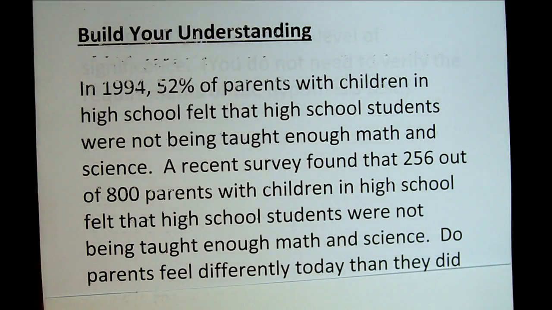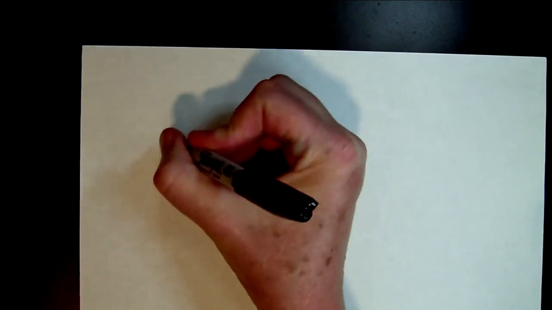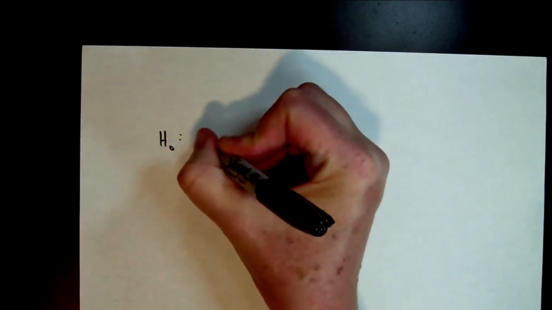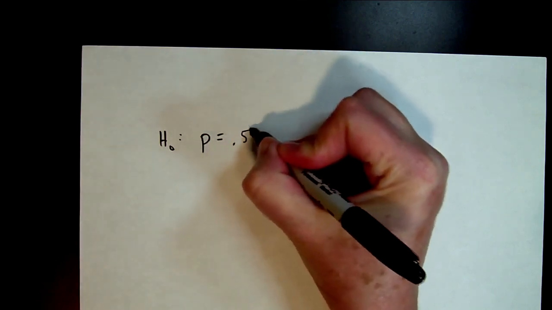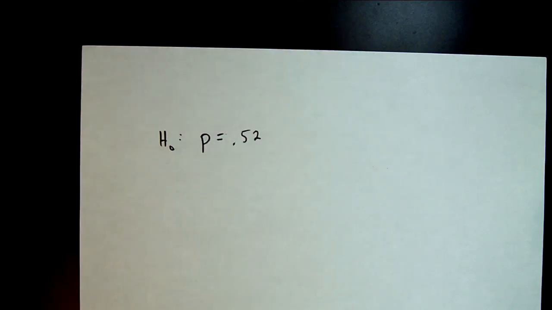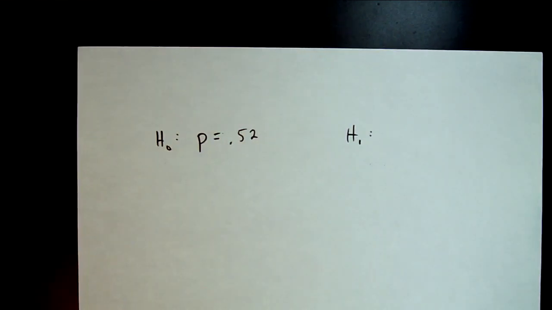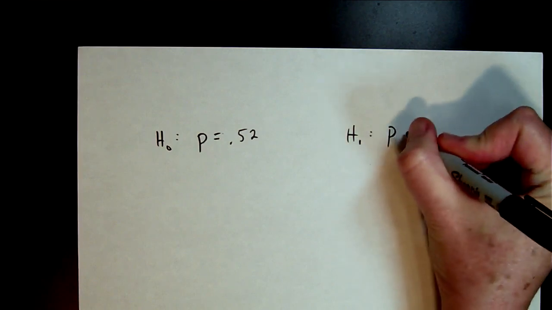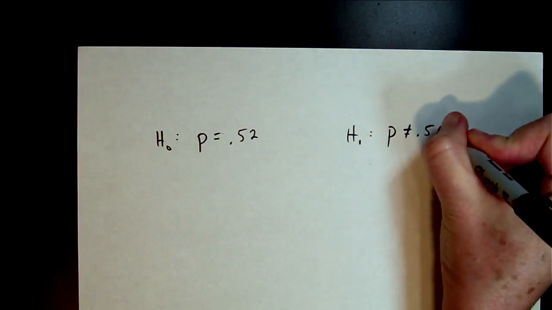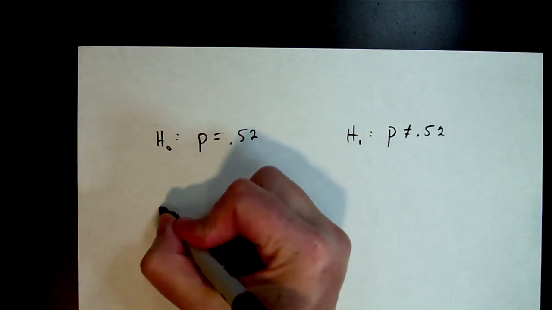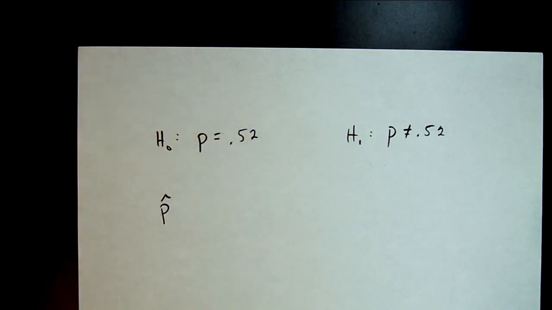Welcome back. So let's look at this two-tailed hypothesis test for the high school math and science and what their parents think about it. So the null hypothesis is that the current population proportion is still the same as it was in 1994. The alternate hypothesis, the one that's being investigated, is whether the proportion is now different.